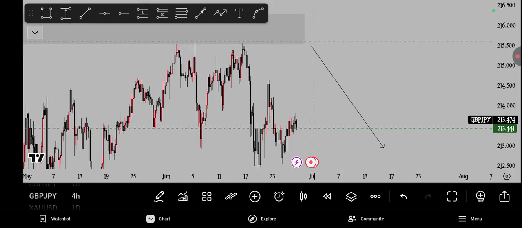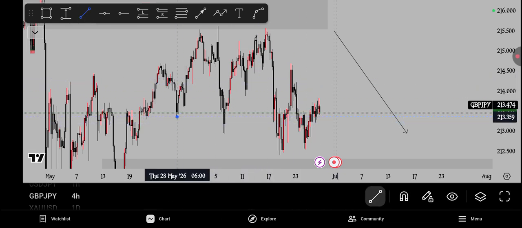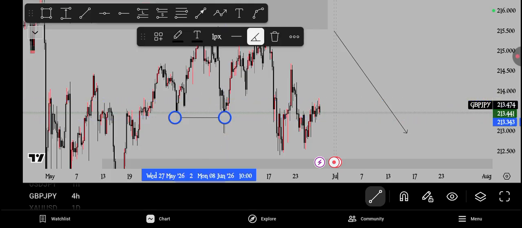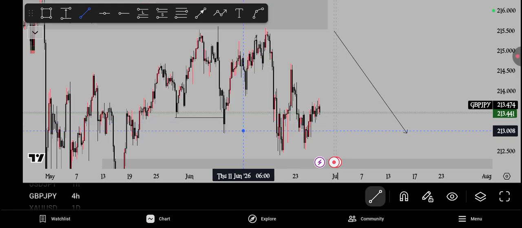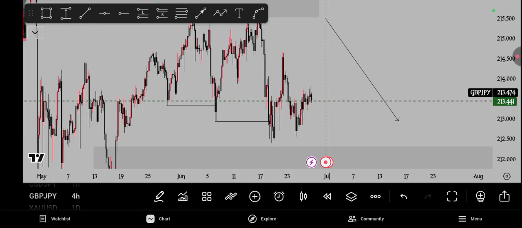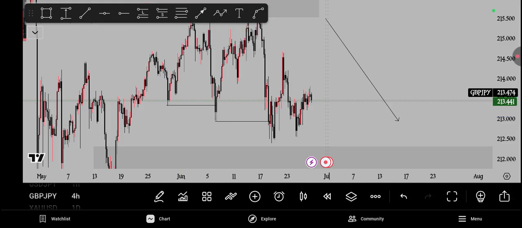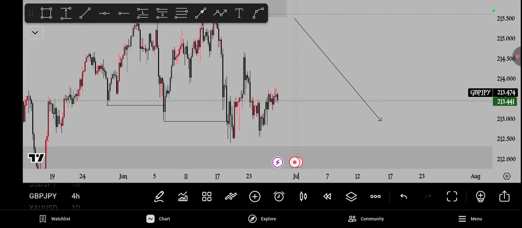Get a clear structure. Here you can see this was a change of character. This one was a fake break of structure because the structure broken is not real. It's not solid. So this break of structure is invalid to me. Very much invalid.